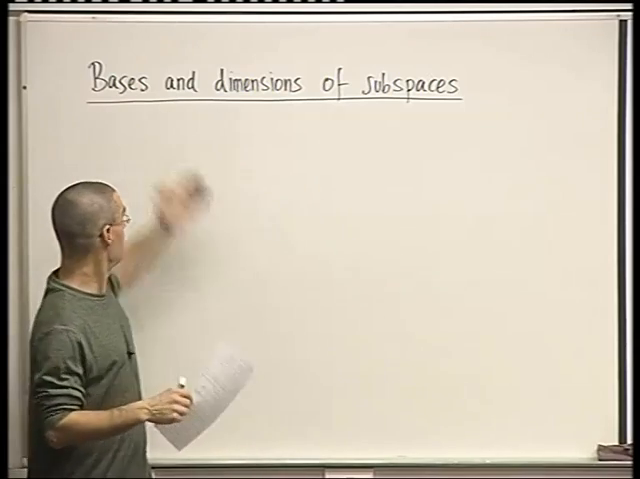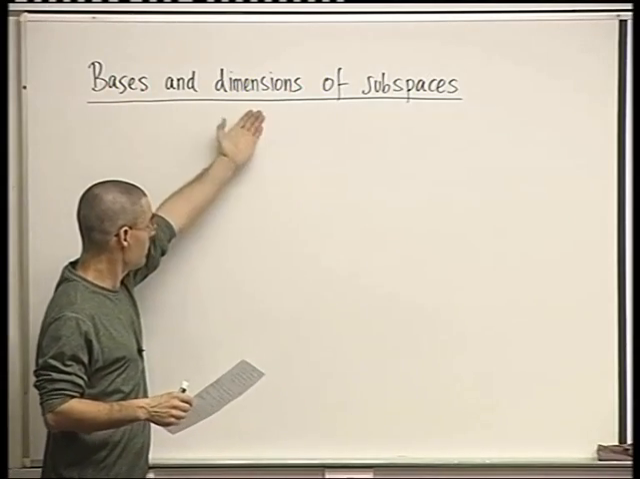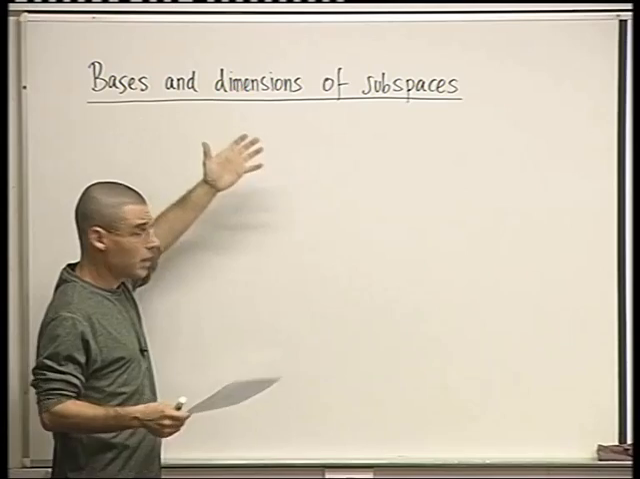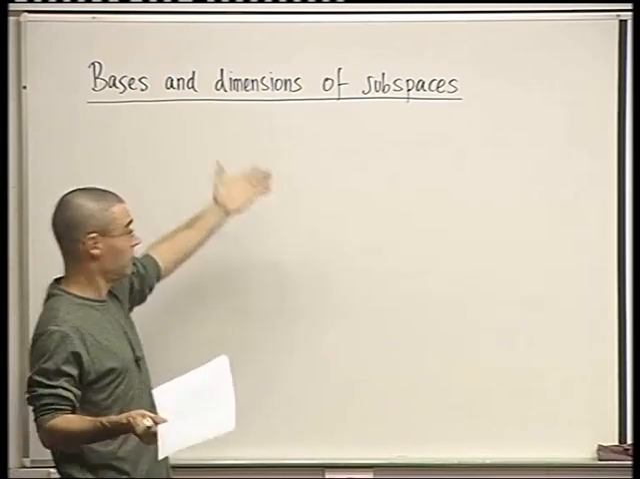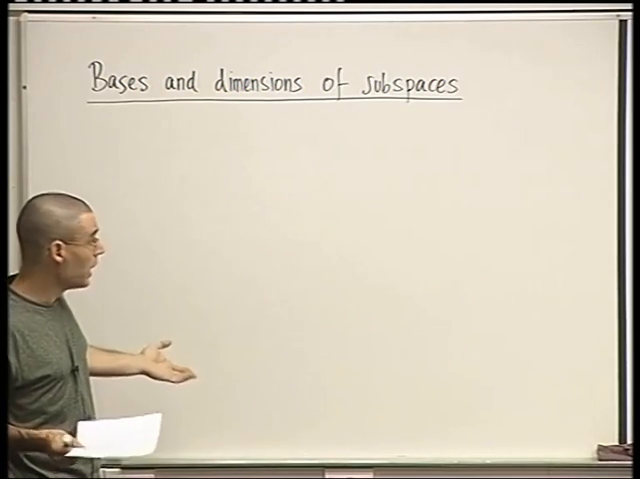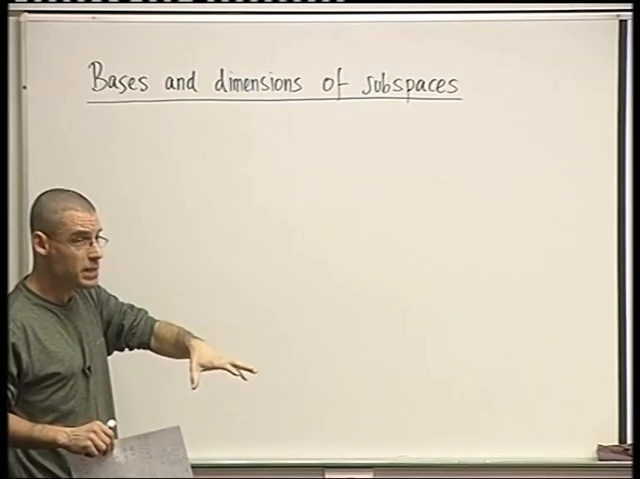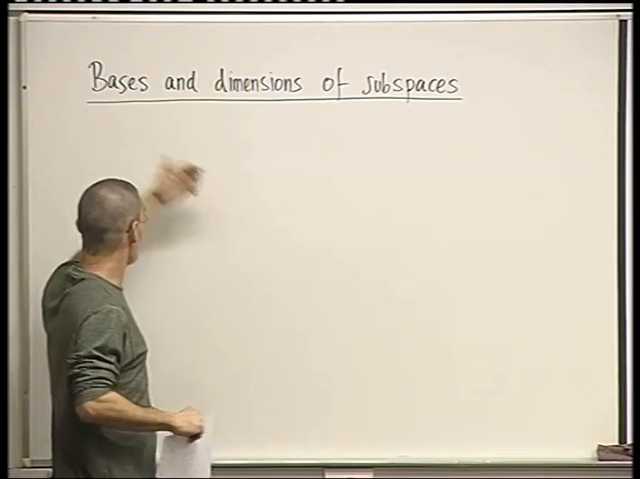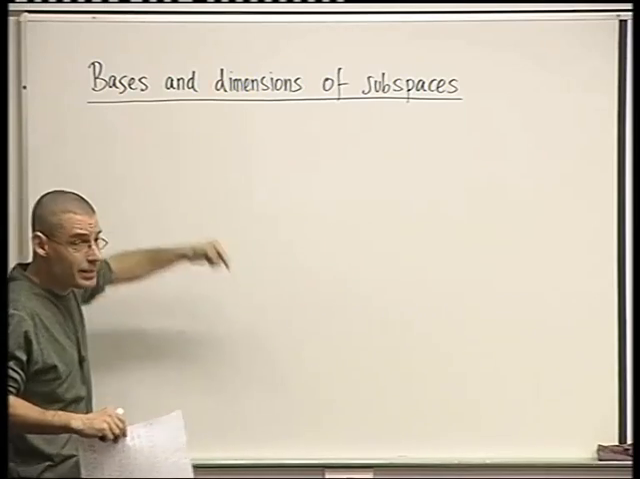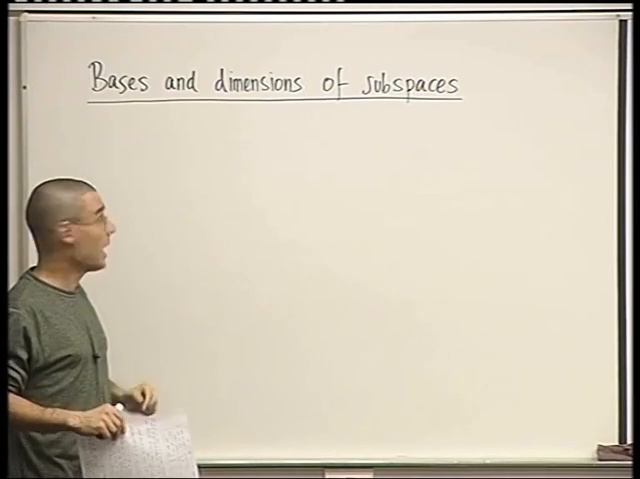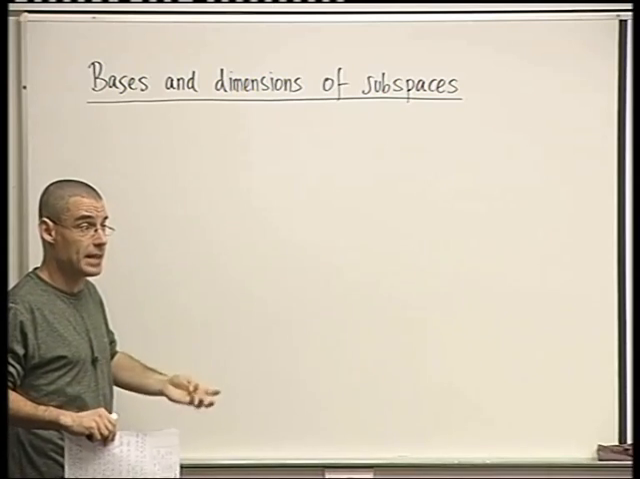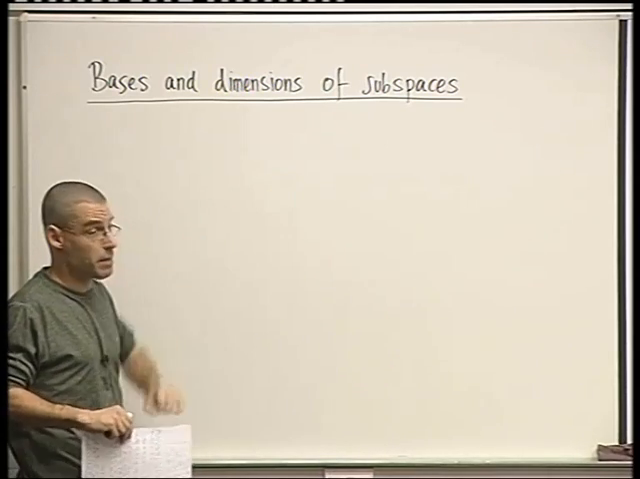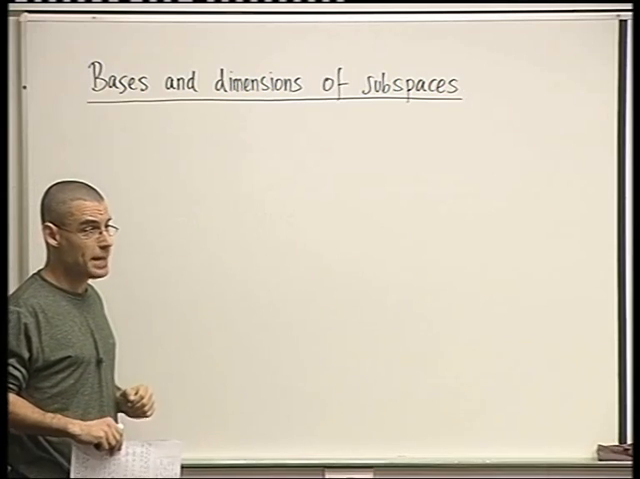The concepts of a basis and the concept of a dimension both can be relevant for subspaces as well. We have a subspace of a vector space. We can ask, what's its dimension? Its dimension is going to be the number of elements in a basis for that subspace. And a basis is still going to be a set that spans only the subspace and is linearly independent.